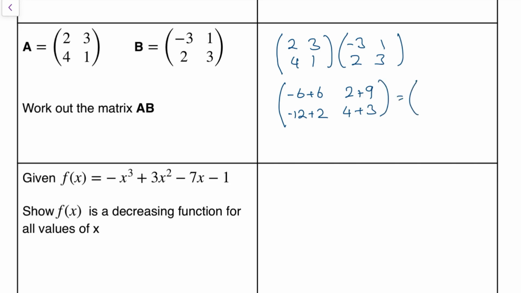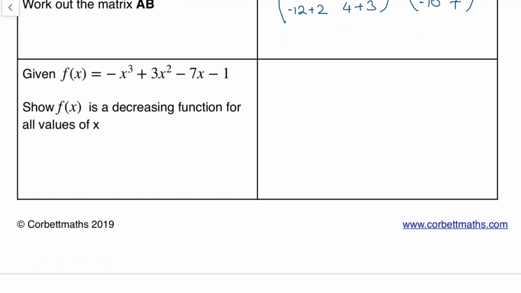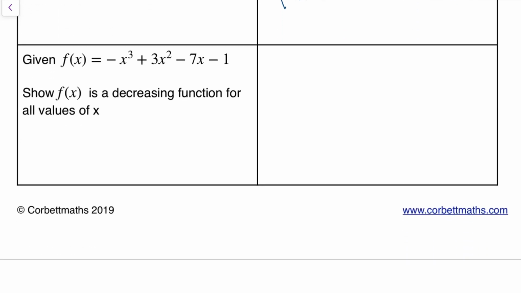And let's add all this up. So -6 plus 6 is 0. -12 plus 2 is -10. 2 plus 9 is 11, and 4 plus 3 is 7. And that is going to be my final answer. Question done. Next question. Given a function, show that f of x is decreasing.